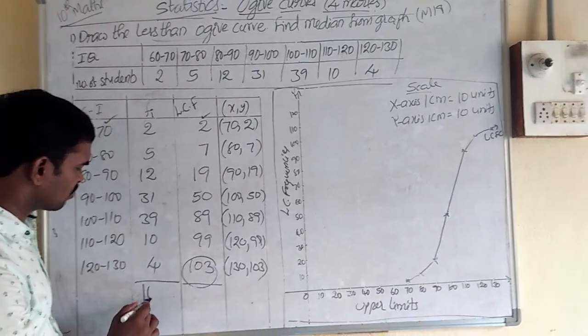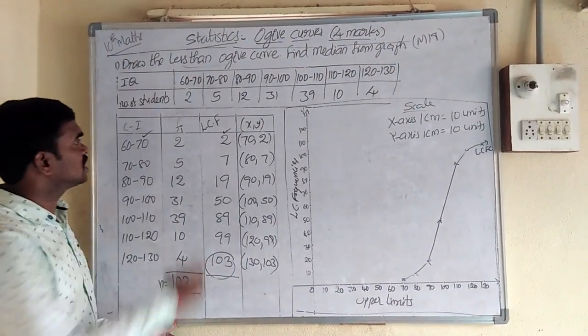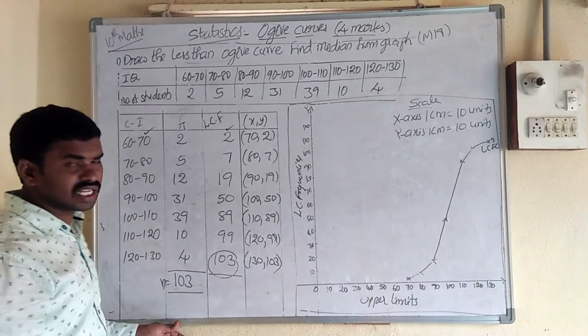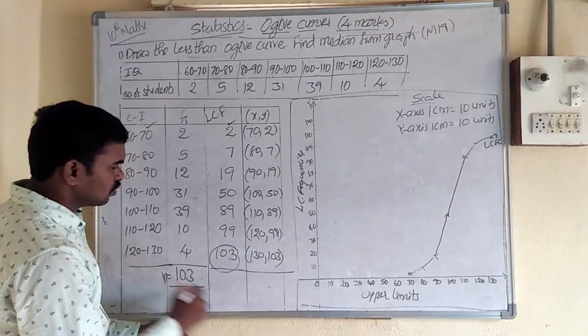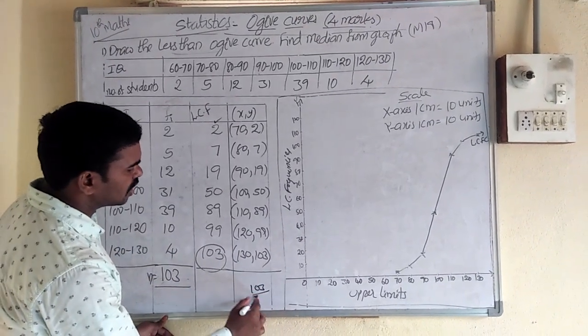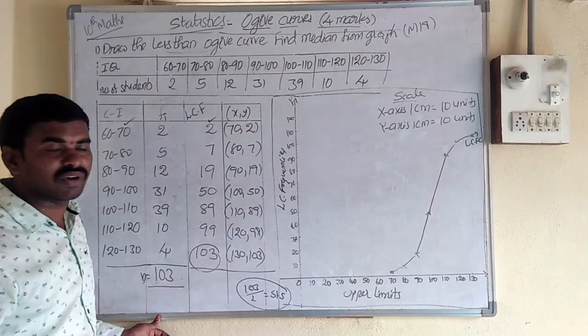Sum of all values is the n value. That is 103, which is taken as small n. Sum of the frequency is taken as n, 103. So 103 by 2, how much? 51.5. 103 by 2 means 51.5.